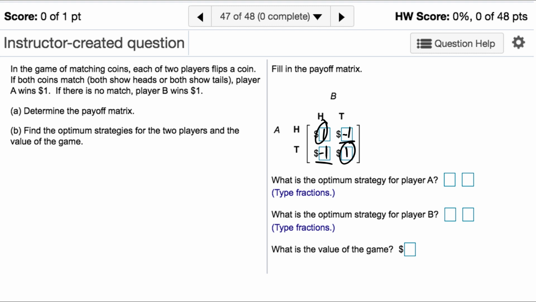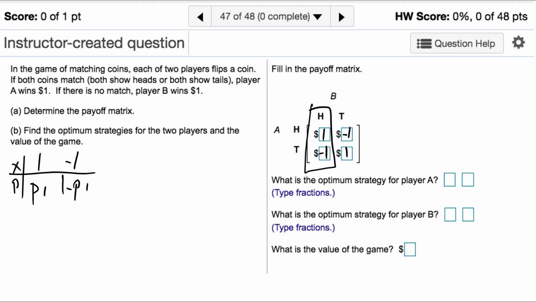All right, so we want to find the optimal strategies for A and B, and we want to find the value of the game. All right, so first thing we need to do is find the optimal strategies for player A, that is based on what player B does. So first thing we do is we look at what happens if player B flips a coin and chooses heads. So those values are 1 and negative 1. All right, so set up our expected value table with 1 and negative 1. We'll let heads be P1 and tails be 1 minus P1.